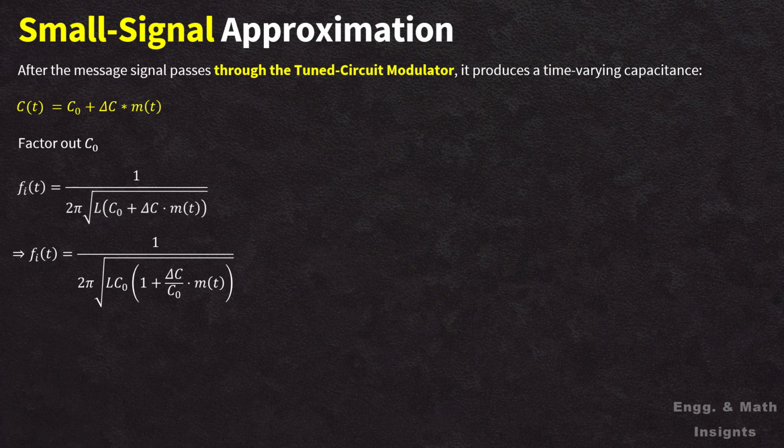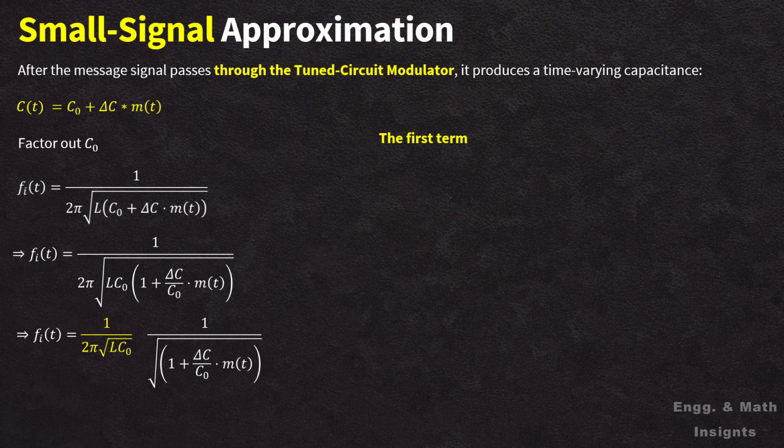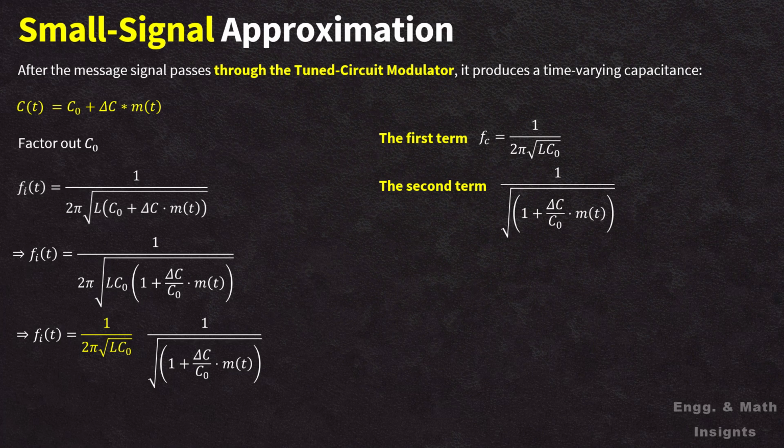So we can rewrite the instantaneous oscillator frequency fi(t) as 1/(2π√(L C0 (1 + (ΔC/C0) m(t)))). Now we will separate the unmodulated part from the modulated part. The first term is the unmodulated carrier frequency fc, which is 1/(2π√(L C0)). This is the carrier frequency when no modulation is applied. The second term, 1/√(1 + (ΔC/C0) m(t)), describes how the message signal modifies the oscillator frequency. Then we can write fi(t) = fc (1 + (ΔC/C0) m(t))^(-1/2).